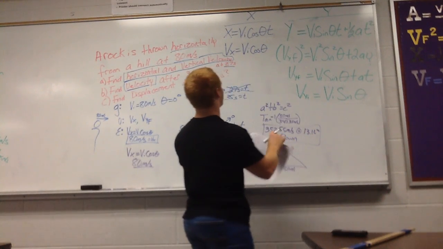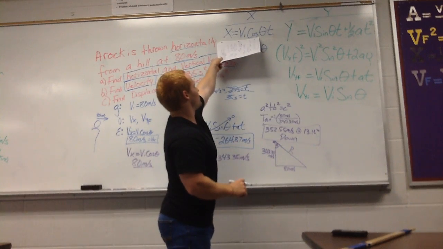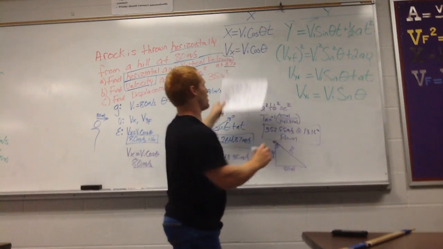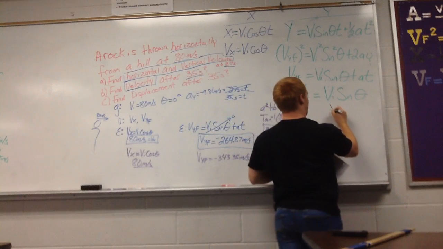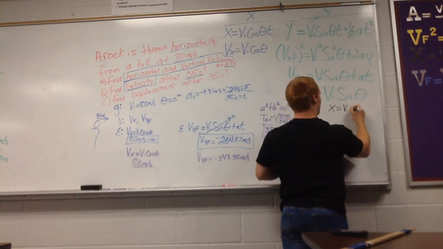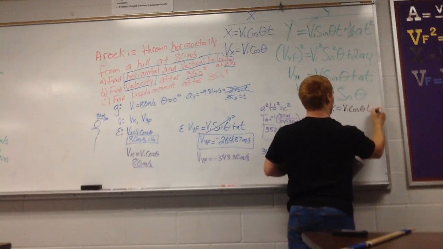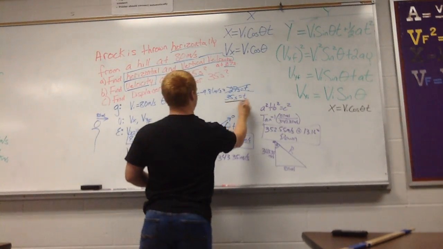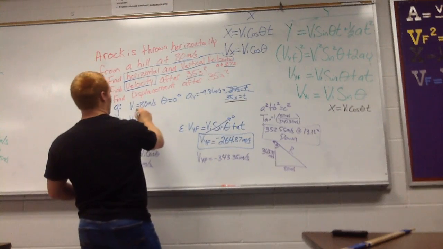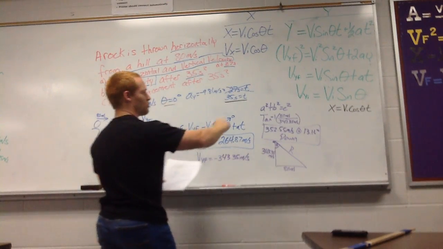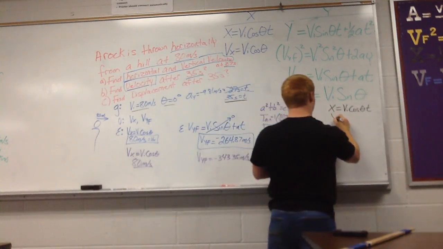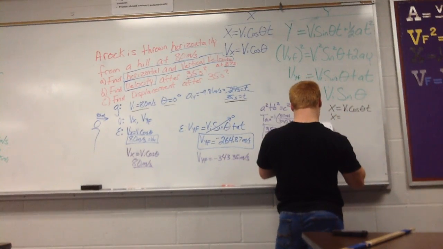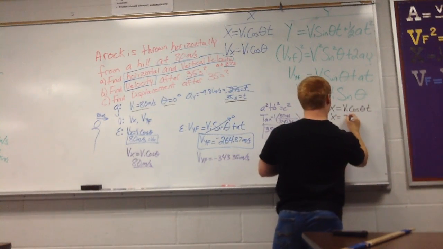So the only equation that has x in it is this x equals vi cosine theta t. So this is an equation we have to use. X equals vi cosine theta t. Notice we have time, we have vi, and we have theta, right? So we're just going to plug that in. That's going to give us an x value of 2,800 meters.